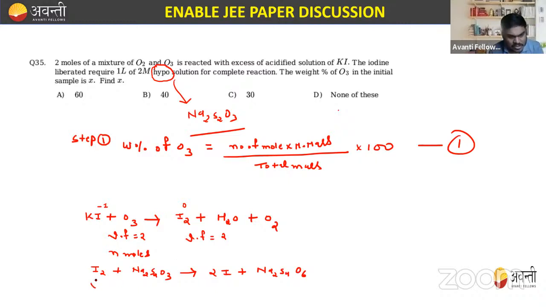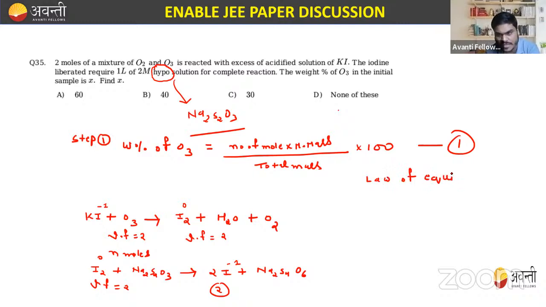Here the valency factor is 2, and here also valency factor is 2 because there are 2 iodine atoms, no? So this will convert into 2I negative. So here I is equal to 0 and 0 to -1. There is one change. So for the 2 iodine atoms, their total change will be 2, right? So now you can write from the law of equivalent.